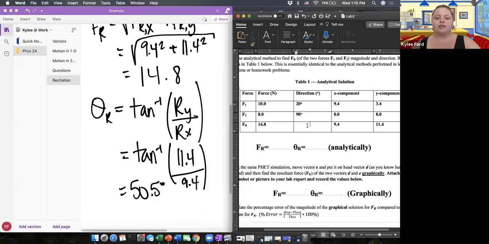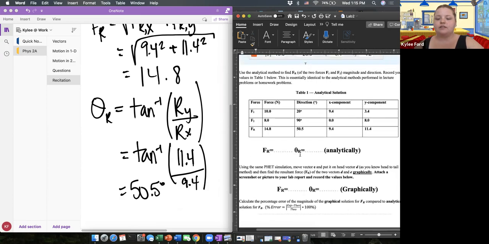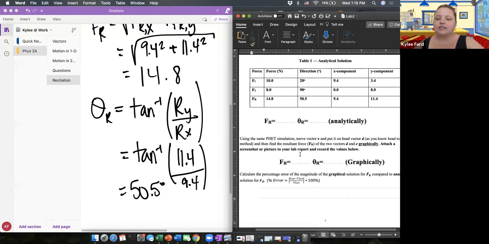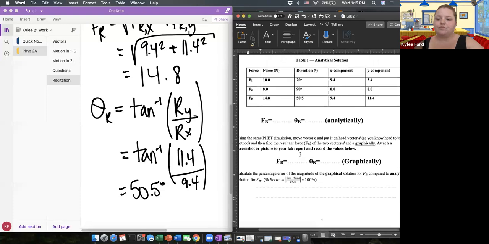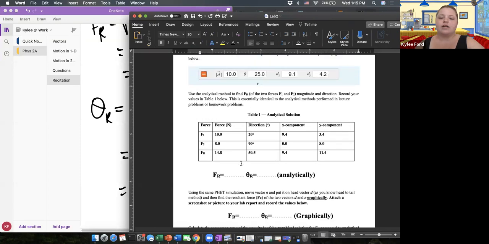So then I would put that in here, 50.5. And so those are our resultant vector magnitude and direction analytically. So this is called analytically or mathematically. All right. So that's what you would write here as well. And then let's see. So that's kind of this first portion.